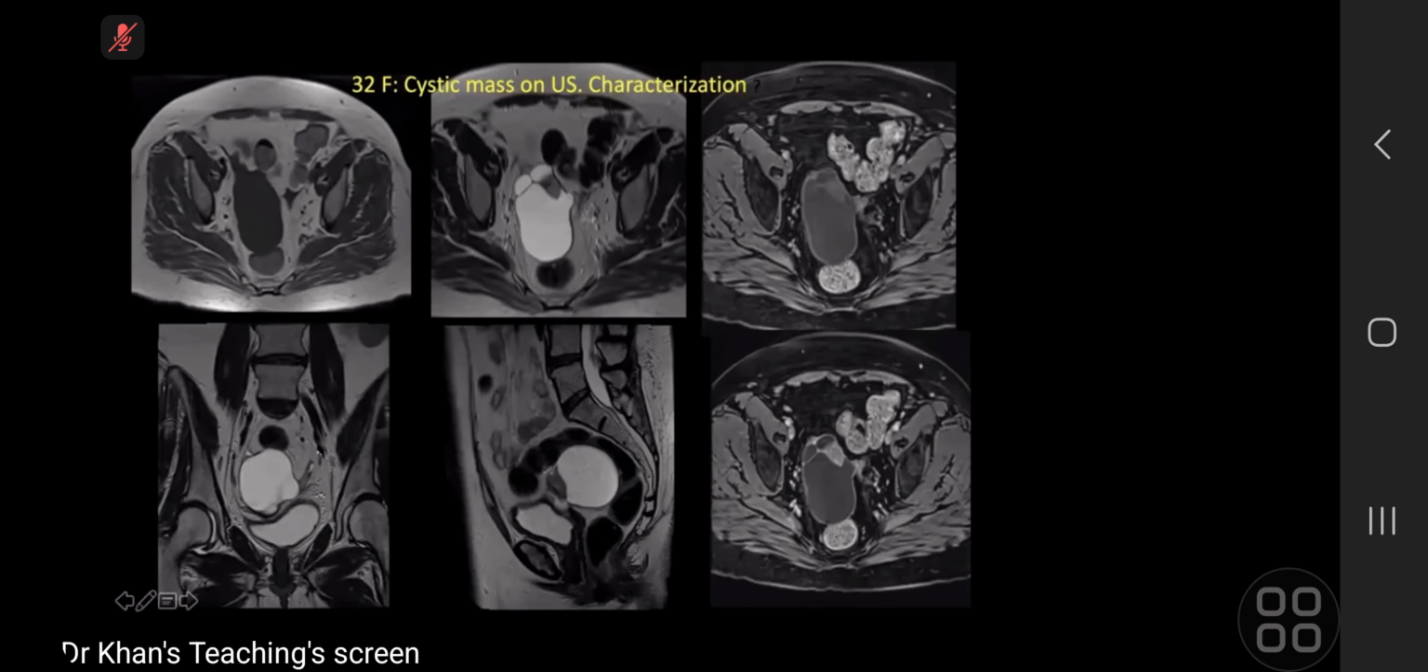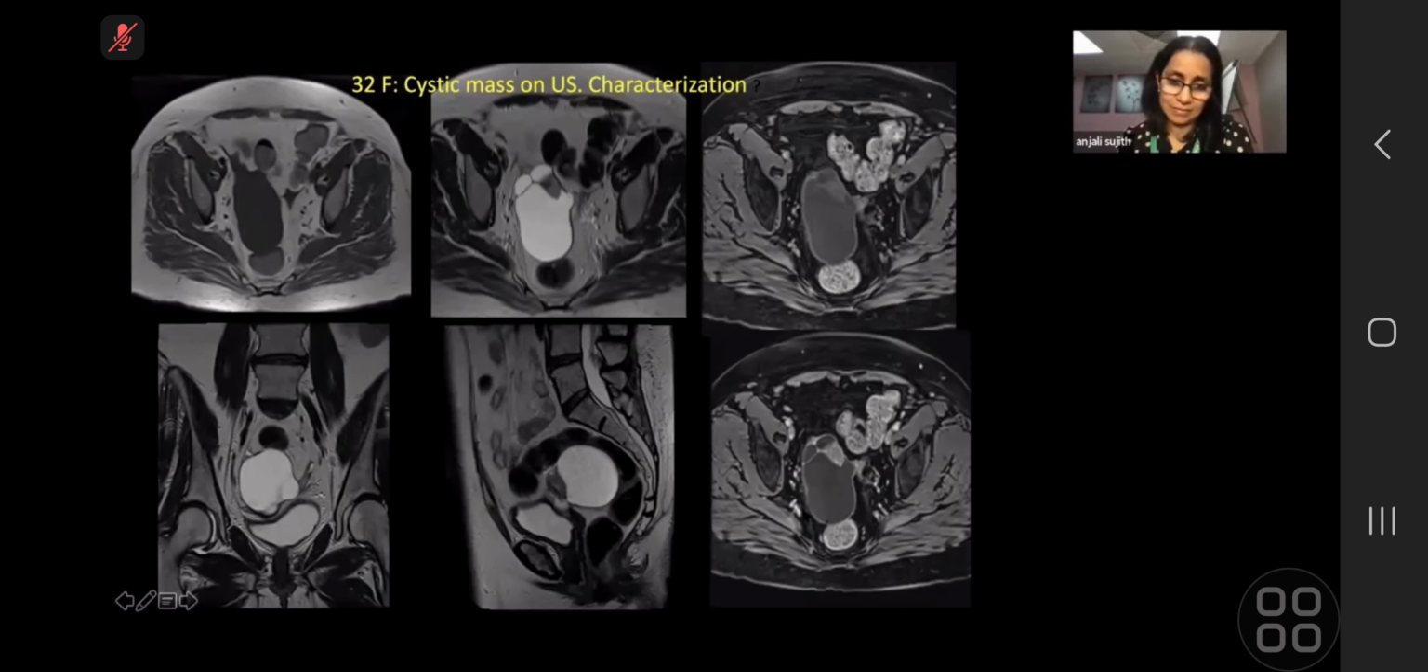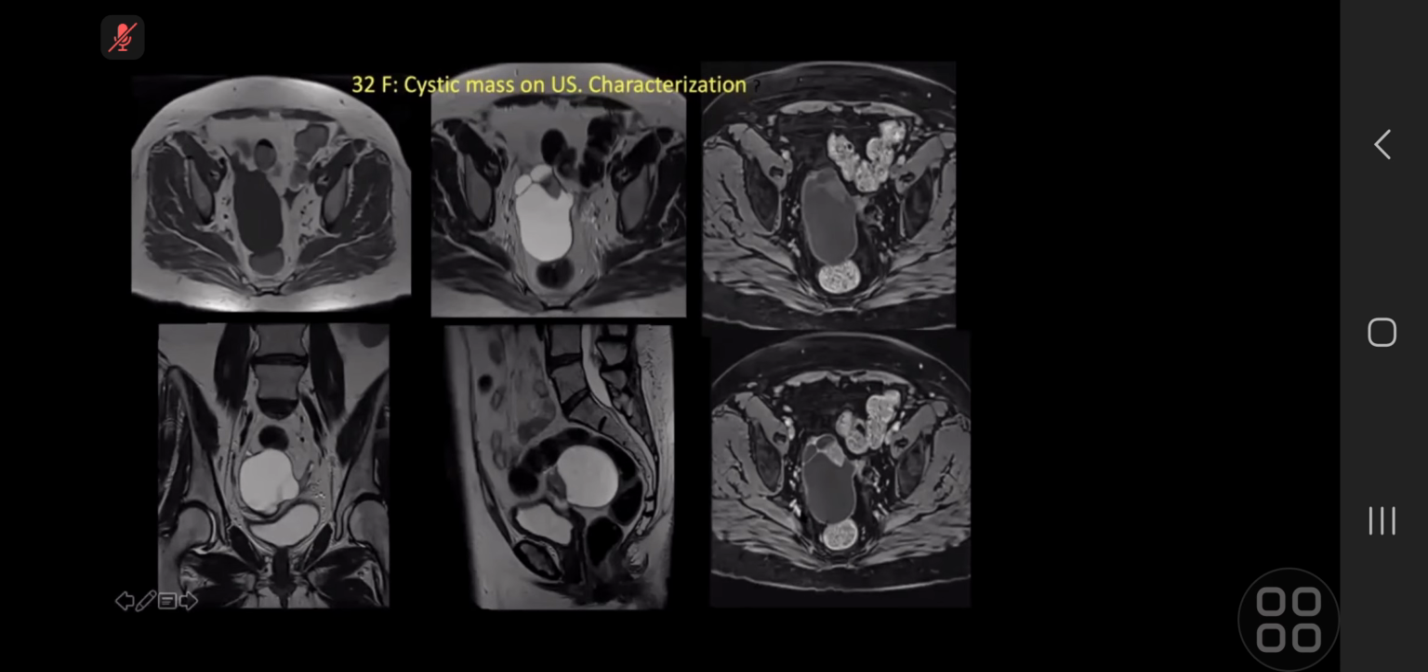So here it appears to be connected to the broad ligament in the coronal image, and on the sagittal, nothing new. Maybe a little bit of stranding anteriorly, or irregularity related to the anterior margin of the lesion. And there is enhancement of the solid component on the post-contrast image.